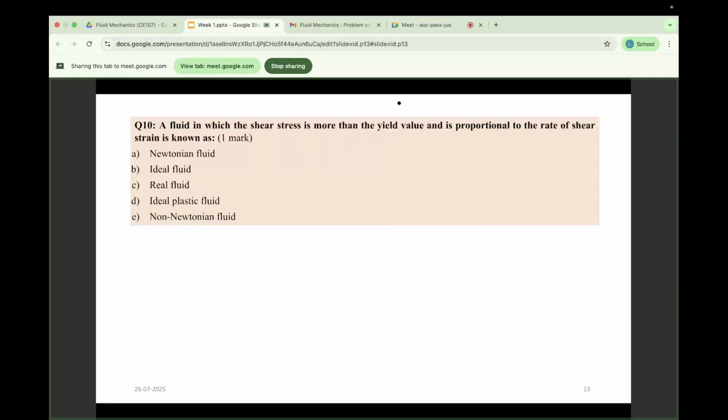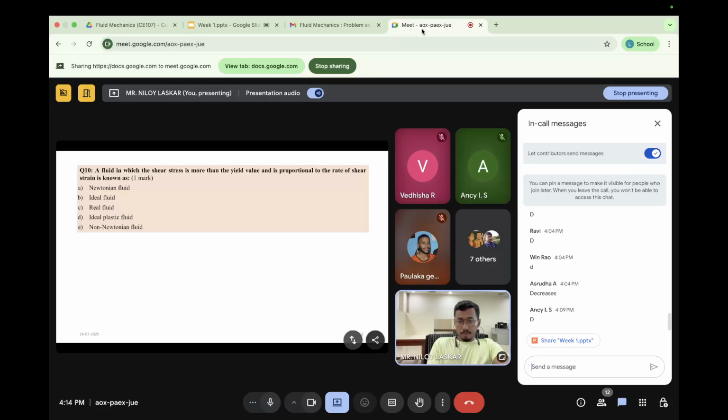It is given a fluid in which the shear stress is more than the yield value and is proportional to the rate of shear strain is known as what? It's a good question. If you have studied about Newtonian and non-Newtonian fluids, then you will be easily able to understand and answer this question.